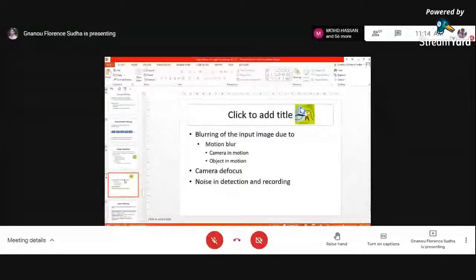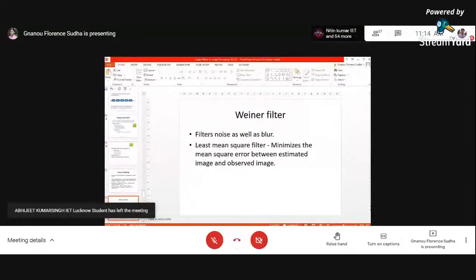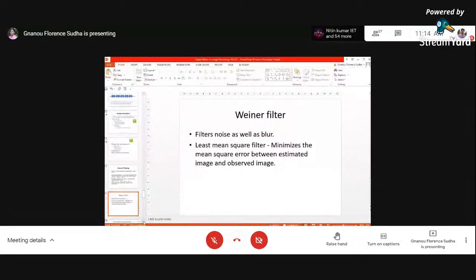Or I am stationary, and I want to capture a moving object, like a bird flying, or maybe a plane going in the sky. Then once again, I will get a blur. So the object can be in motion, the camera can be in motion, the camera can be defocused, all these aspects are called blurs. So we can have different ways in which we can restore the image. And one important technique employed to do a very good restoration is what is called the Wiener filter form of representation. It will remove the noise as well as the blur.